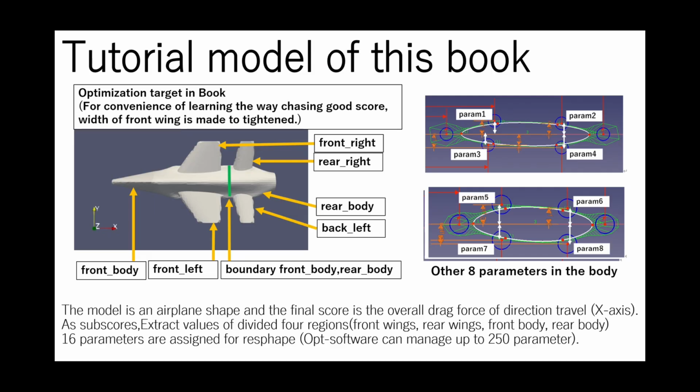Tutorial model of this book. The model is an airplane shape, and the final score is the overall drag force in the direction of travel. As subscores, extract values of four divided regions: front wings, rear wings, front body, and rear body. 16 parameters are assigned for reshape.